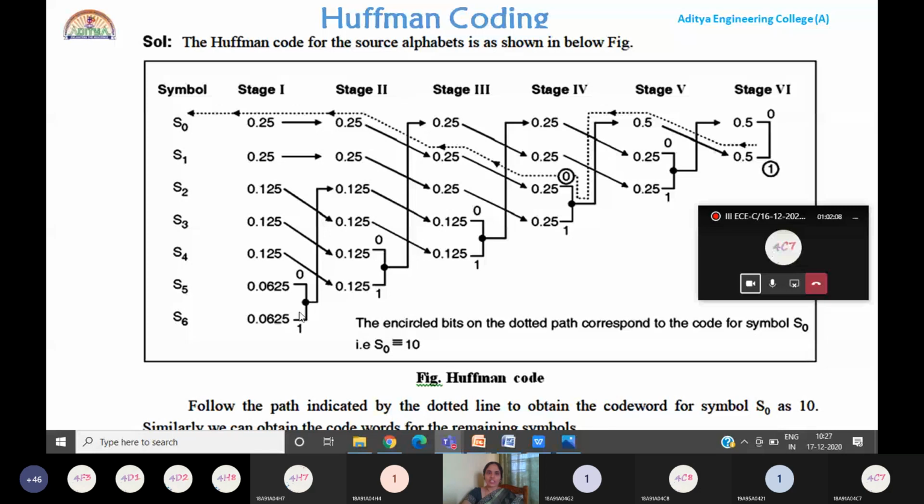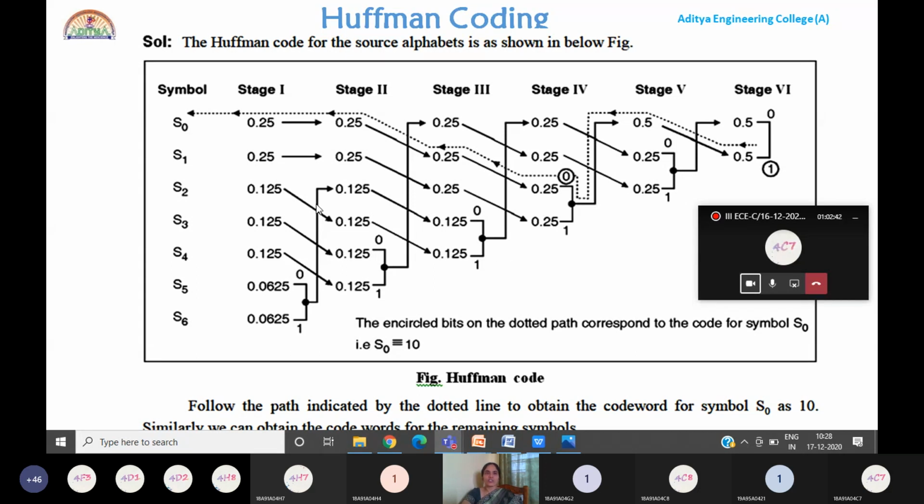For example, if you get the combined value the same as some existing probabilities, then take that combined value to the top position out of the existing similar probabilities. So 0.125, 0.125, 0.125 will be kept down. If you are changing the position of symbol S2, please mention it with an arrow. Already S3's position changed, so mention it with an arrow. S4's position, mention it with an arrow. This is to calculate the code word.